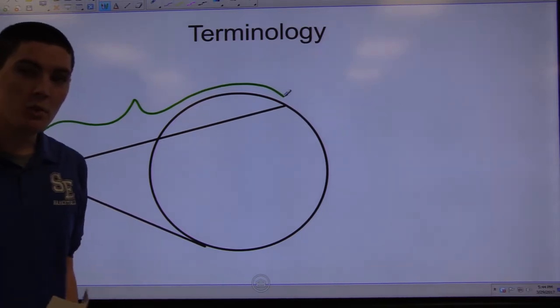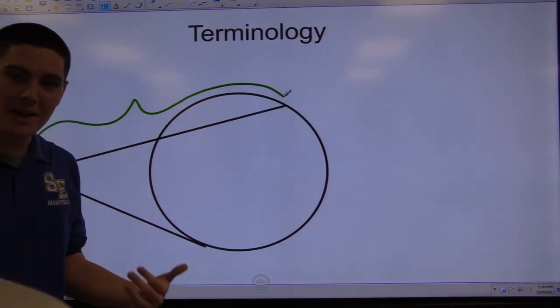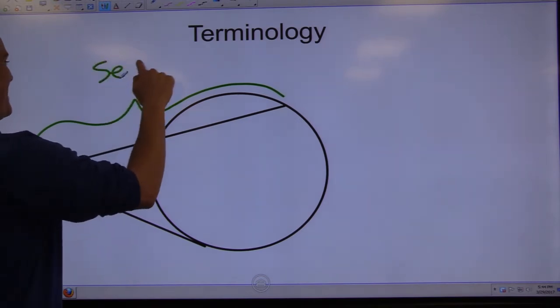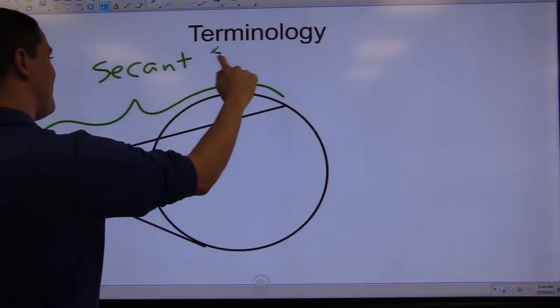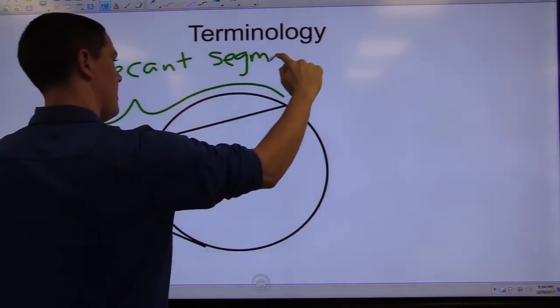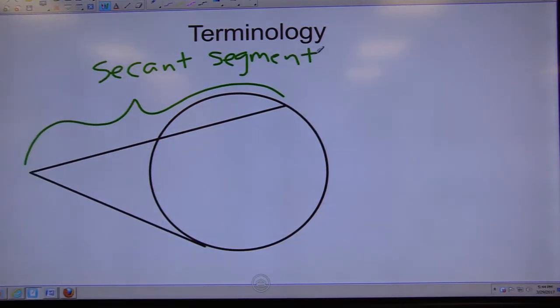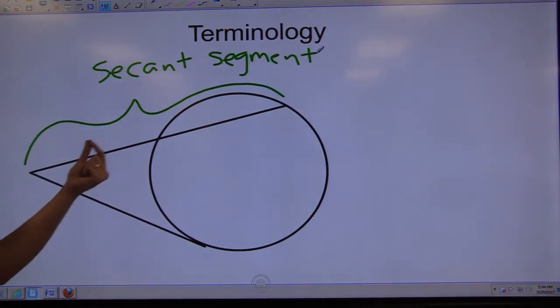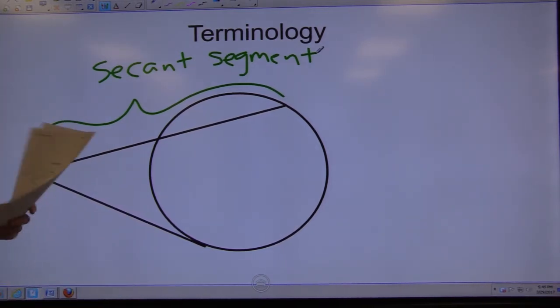All right. If you said a secant segment, that is correct. So here, this is a secant segment. Anything that intersects the circle at 2 points is called a secant segment. All right, let's keep going. So that's what a secant segment is.